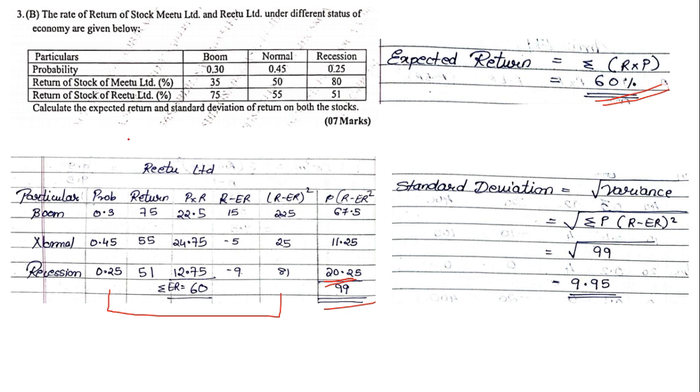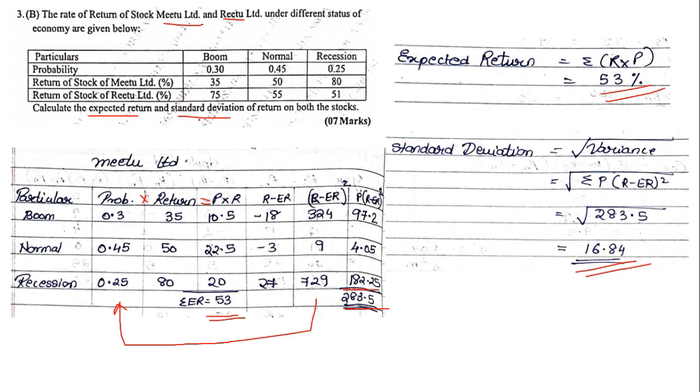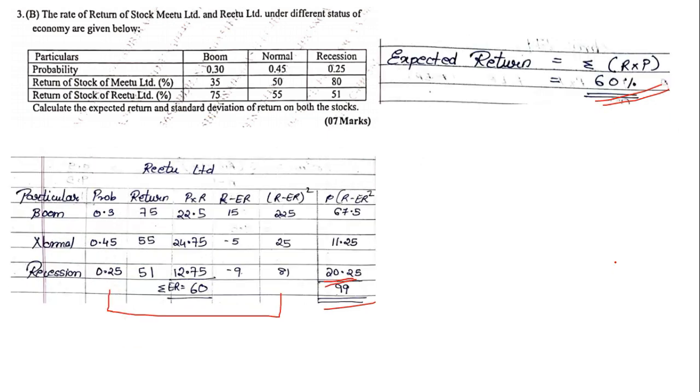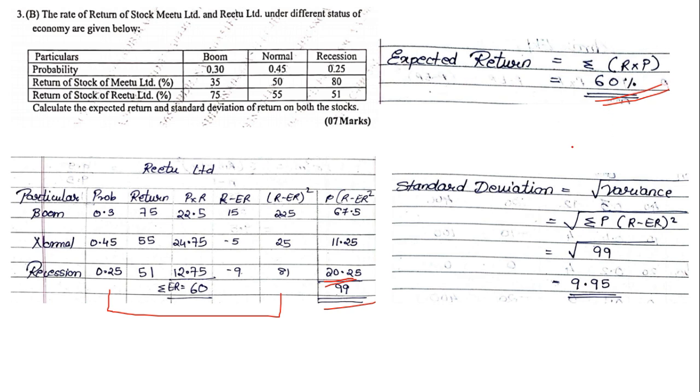Now they didn't mention whether which one is better or not. So we will end the sum here itself, because they only asked us to calculate. But if I had to give a statement, it was 53 and 16.84 for the first, whereas for the second one, it is 60%. So the returns are much more and the standard deviation is much lesser. So returns are more, risk is less. The second company, that is RE2 Limited, will be the better advisable company. So among the two, it is advisable to invest in RE2 Limited, since the returns are higher and the risk is lower.